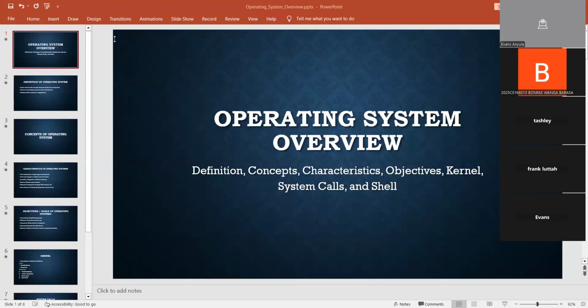So today, I'm going to introduce you to operating system overview. Under this, we shall learn about the definition, the concept, characteristics, and objectives. We shall also look at the kernel, system call, and the shell.